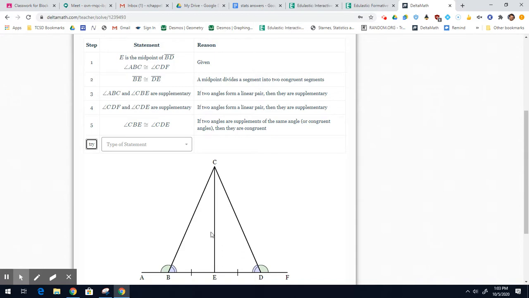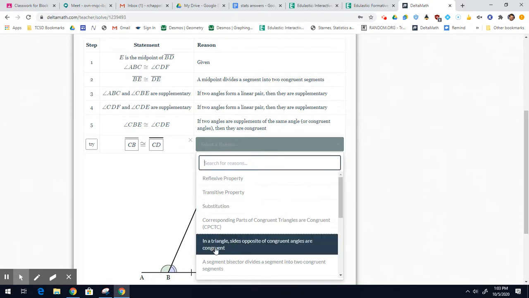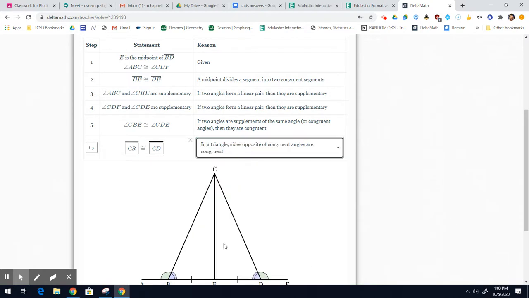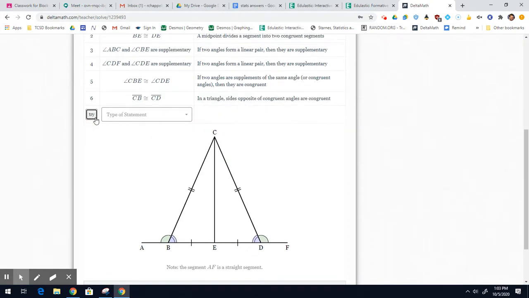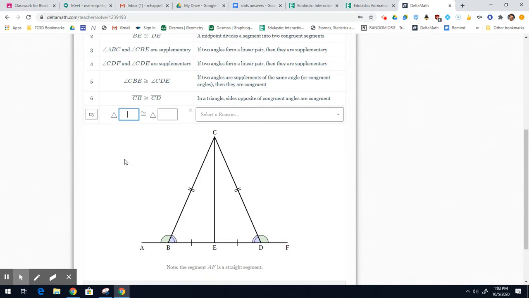And now again, we can't use CE because that would be side angle. So let's use the isosceles triangle theorem and say that segment CB is congruent to segment CD. And that is the isosceles triangle theorem that says in a triangle, sides opposite of congruent angles are congruent. And there is our side, angle, side. These two triangles are congruent right there. Let's call this one CBE and that one CDE, by side, angle, side.